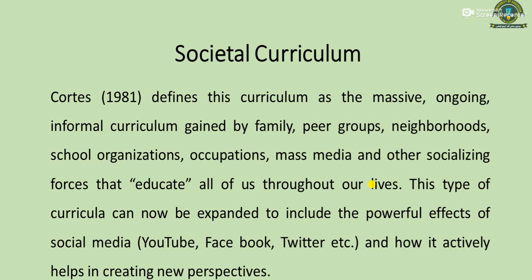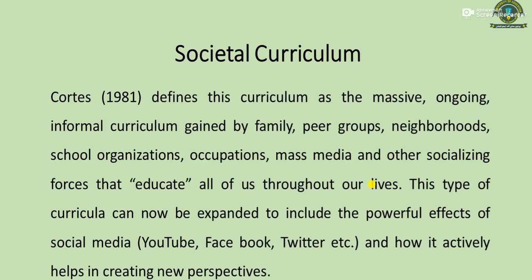We can see the effectiveness of this media these days in critical situations also, that we are informed, as the media is providing every type of information to us. There are other sources like YouTube, Facebook, Twitter, etc., and how it actively helps in creating new perspectives, because it is promoting the development of new perspectives for the people.